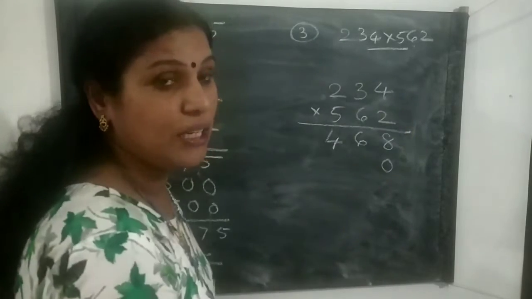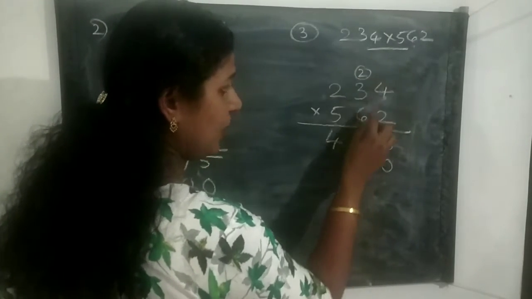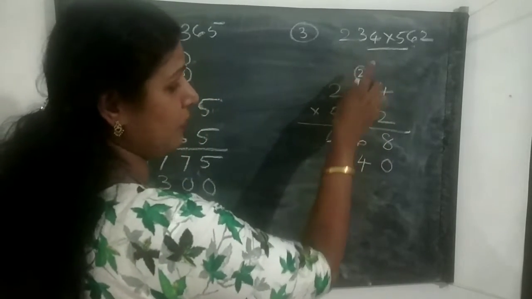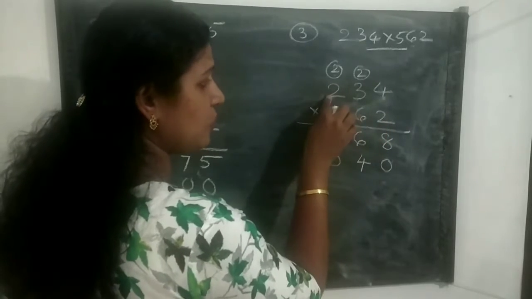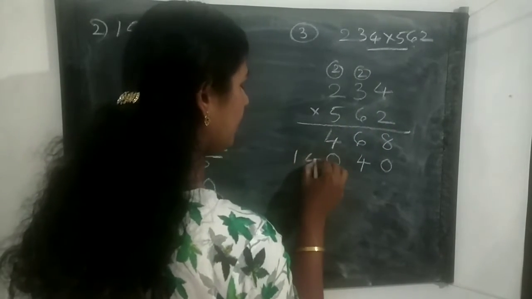6 4s are 24. Here we write 4 and the carryover as 2. 6 3s are 18. 18 plus 2, 20. Here we write 0 and the carryover 2. 6 2s are 12. 12 plus 2, 14.